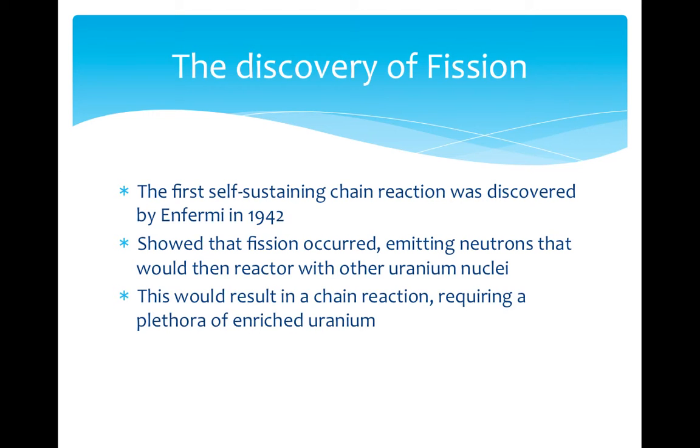A self-sustaining chain reaction occurs when fission happens, emitting neutrons that would then go on to react with other uranium nuclei and cause more fissions to happen. This would, of course, require a lot of uranium-235, which has to be enriched from uranium-238. This is due to the fact that only 0.7% of natural uranium consists of uranium-235, while the other 99.3% is uranium-238, although they both have the same chemical properties.